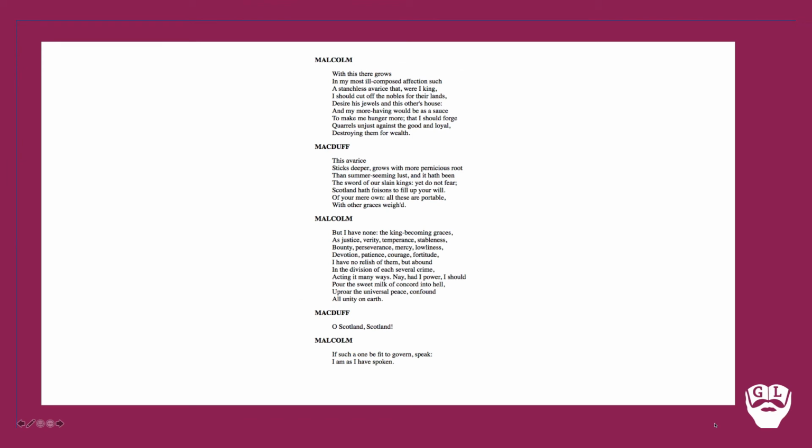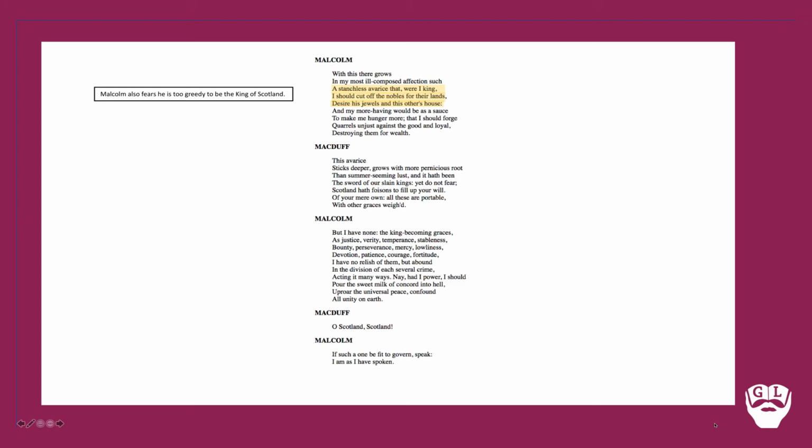He says, "I have a stanchless avarice that, were I king, I should cut off the nobles for their lands, desire his jewels and his other's house." He says he's also not just a lustful person, but he is too greedy as well. He wants everything, and he fears that he has these bad temperaments that will be his undoing and the further undoing of Scotland itself. Macduff then is trying to again persuade him that he's not all that bad by comparison.